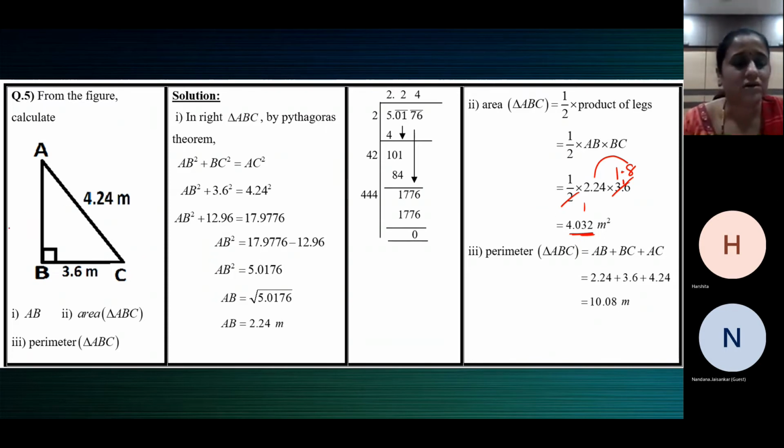How do we find the perimeter? Perimeter is the length of the boundary of the closed figure. A triangle has three sides, so find the sum of the three sides, and that will be the perimeter. So 2.24 plus 3.6 plus 4.24. You need to write this also: perimeter of triangle ABC is equal to the sum of the sides AB plus BC plus AC, which is 10.08. All right, children?